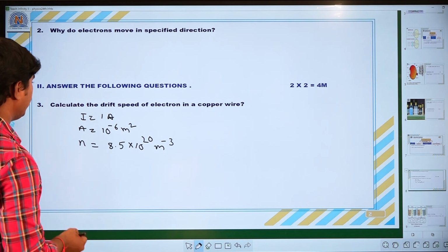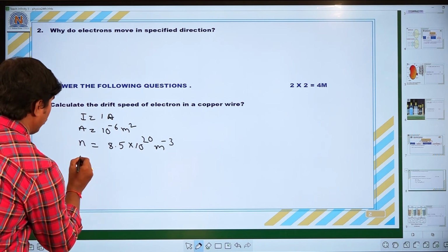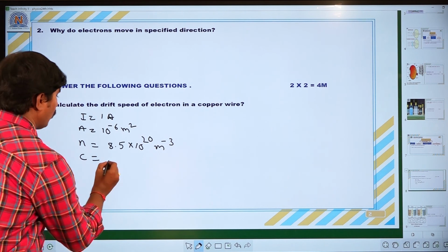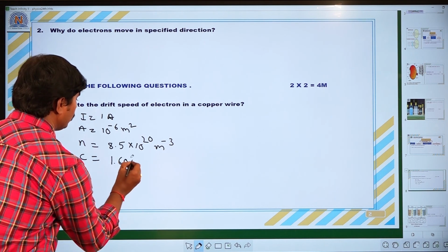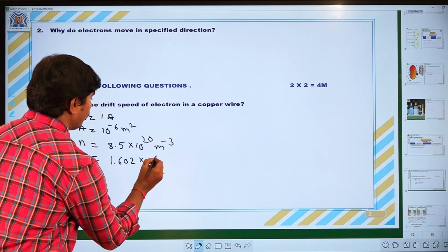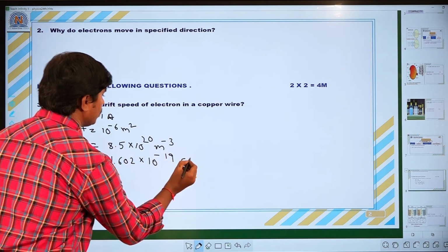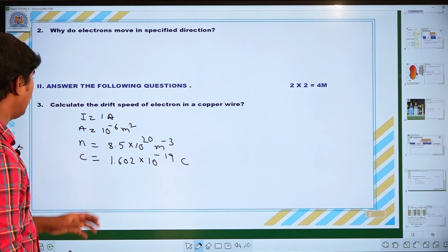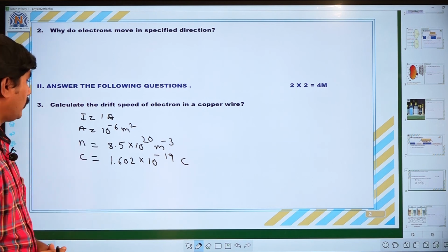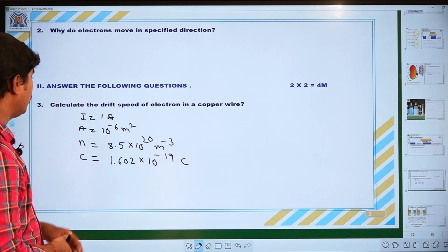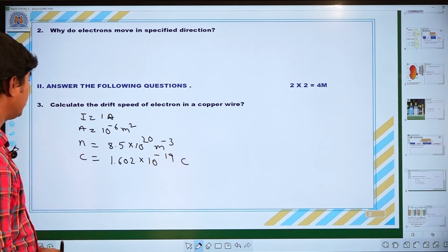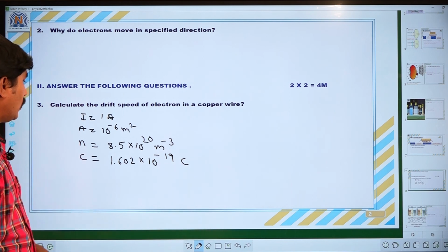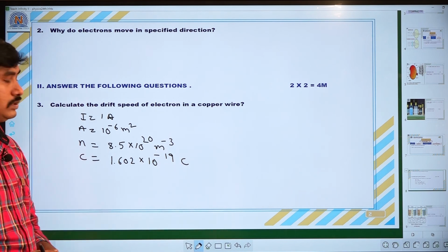Next, they have given the charge of the electron. The charge of the electron is 1.602 into 10 power of minus 19 coulombs. So, this is the data. See here, the current is 1 ampere and the area of cross section is 10 power of minus 6 meter square, the density of the electron is 8.5 into 10 power of 20 meter power minus 3, and the charge is 1.602 into 10 power of minus 19 coulomb.